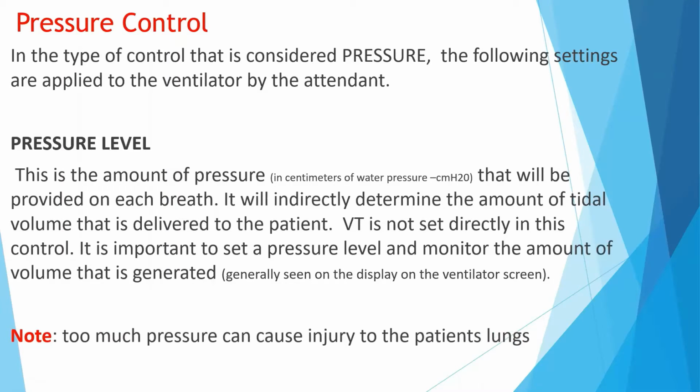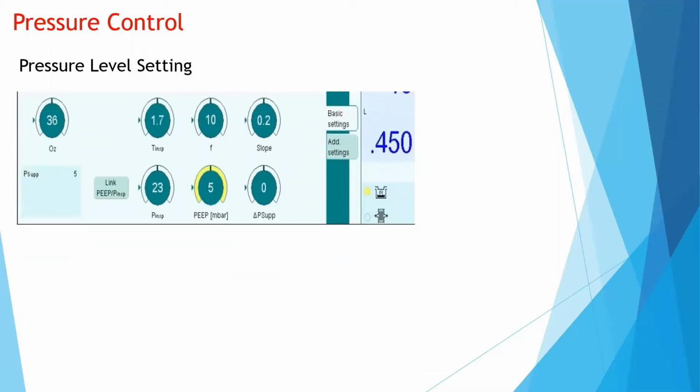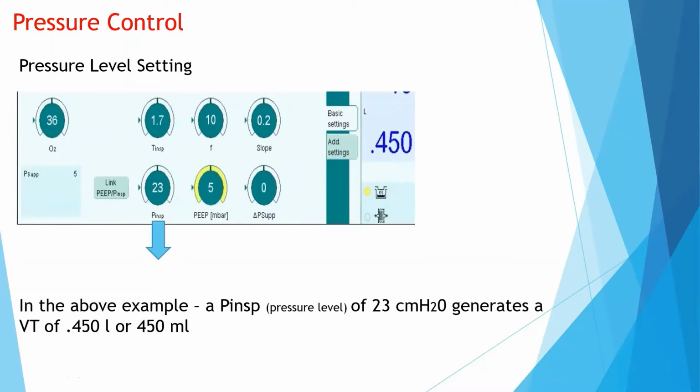Note, too much pressure can cause injury to the patient's lungs. Here we can see, in the example here, the pressure level set. It's called on this particular machine P-insp. That's the pressure level. And over here, we can see the monitored tidal volume in milliliters. So in this example, a P-insp, or a pressure level of 23 centimeters of water, generates a tidal volume of 0.450 liters, or commonly referred to in milliliters as 450.